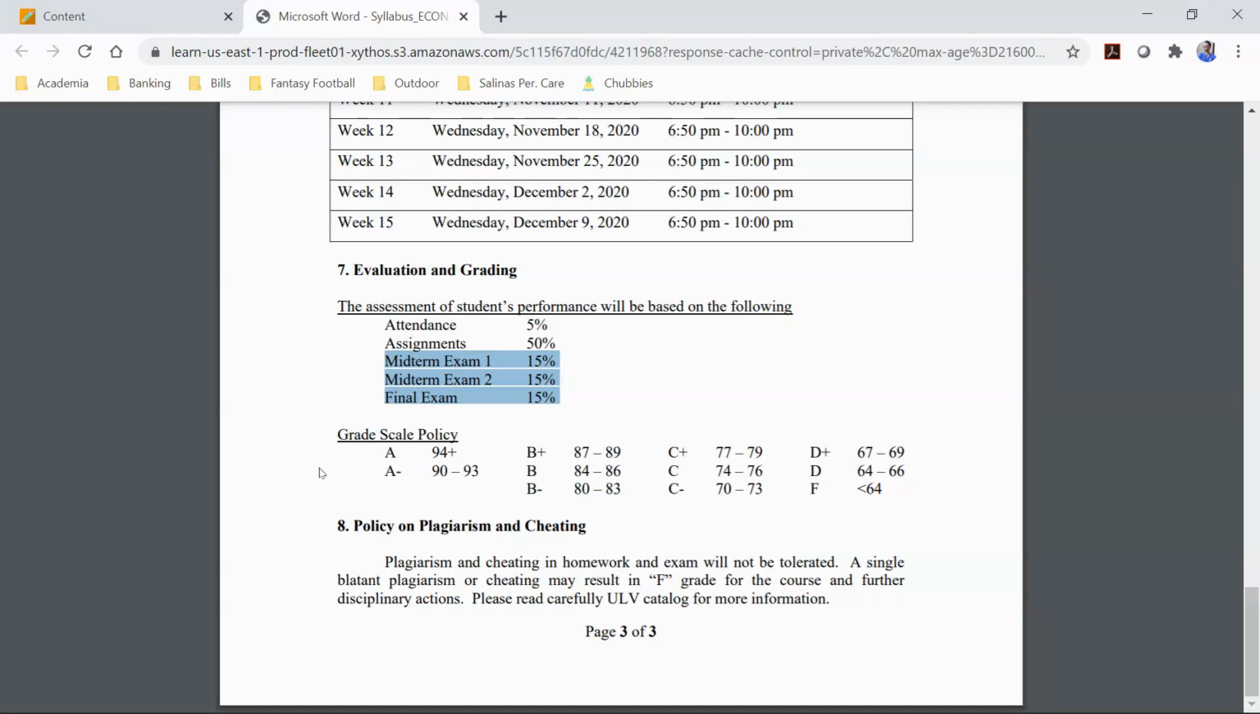Okay, and then the grading policy is the standard policy by the university.